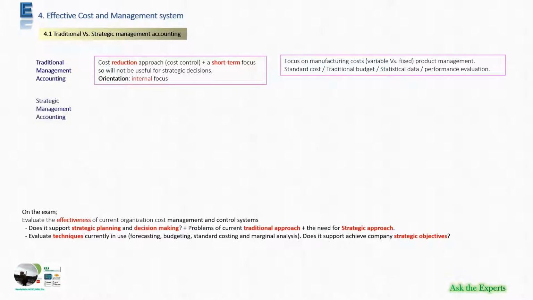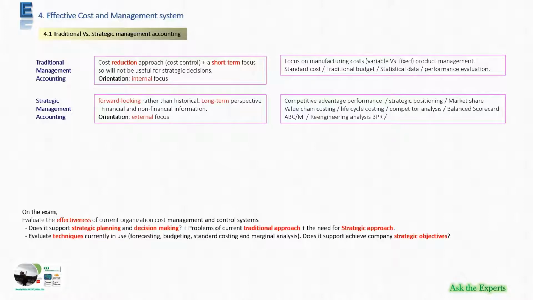The strategic management accounting is forward-looking rather than historical. It is long-term perspective based on financial and non-financial information. Its orientation is the external focus. The common techniques are activity-based cost, value chain costing, life cycle costing, competitor analysis, and balanced scorecard.